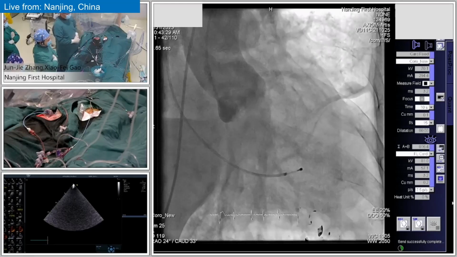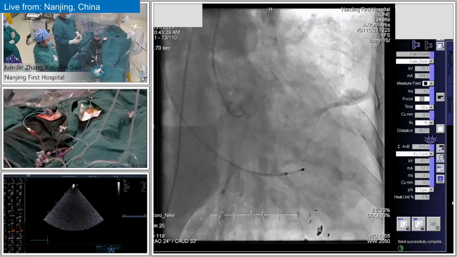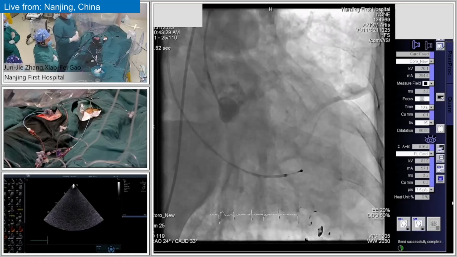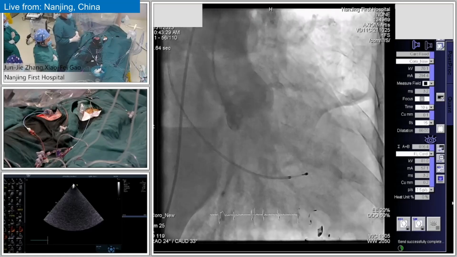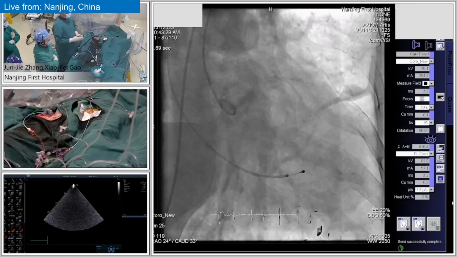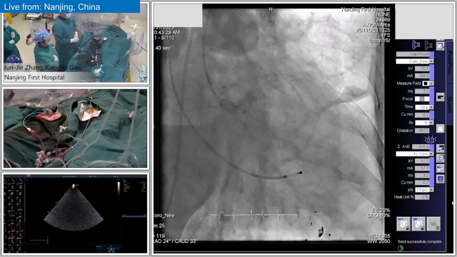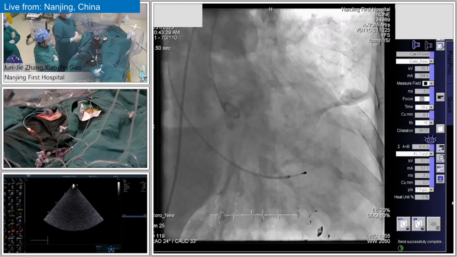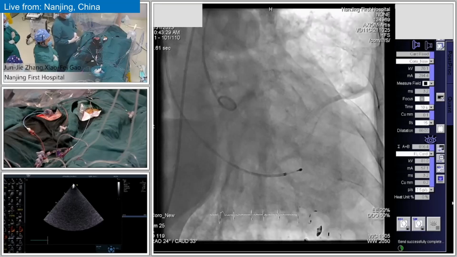Like this case, actually, it's a BAV case. For this type 1 BAV, the sinus of Valsalva is quite large. I think there is a low risk, and also the coronary height is more than 15. So for this case, there is quite a low risk of coronary obstruction.